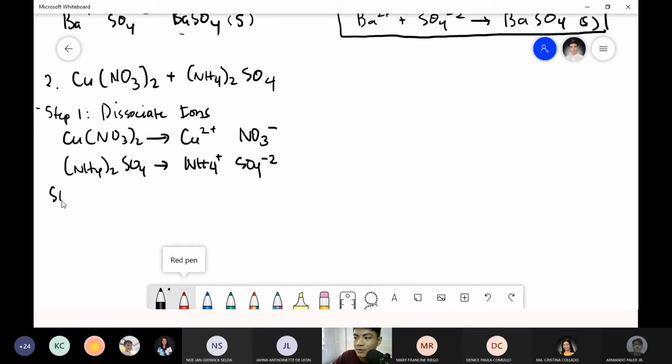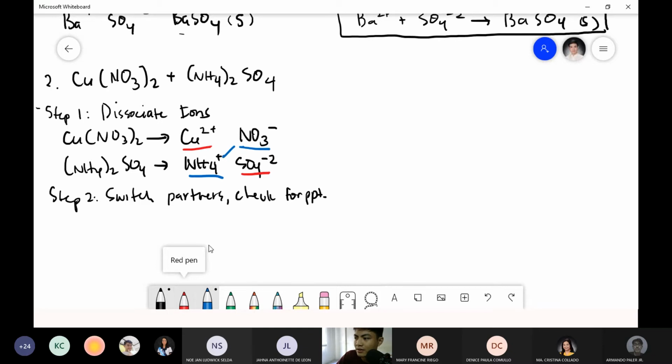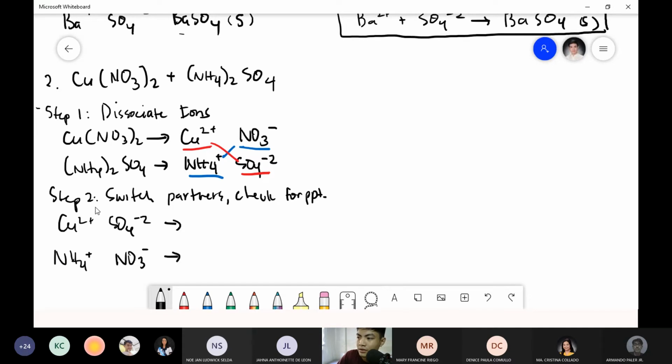Next step, Step 2. Switch partners. Check for precipitate. Switch partners, so this one will be paired with that one, and this one will be paired to that one. Crisscross. Once you have switched the partners, determine the products. So the products are here already. NH4 NO3, crisscross. This will be copper 2 sulfate.